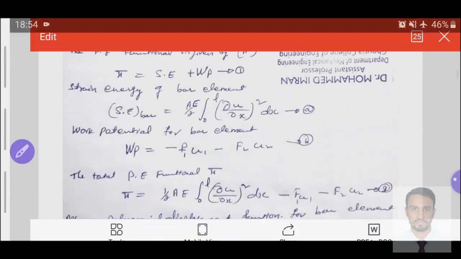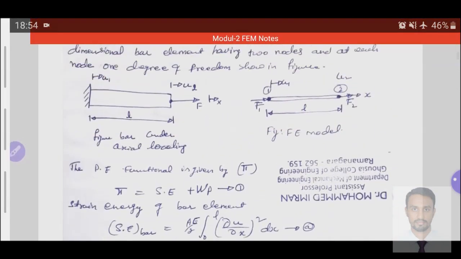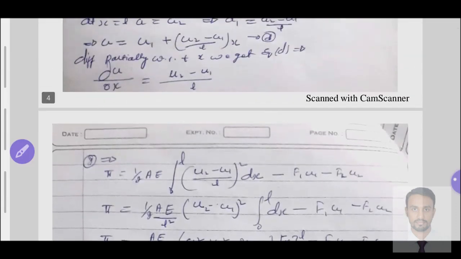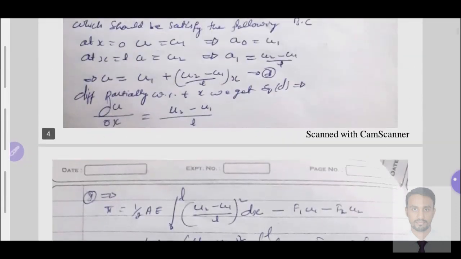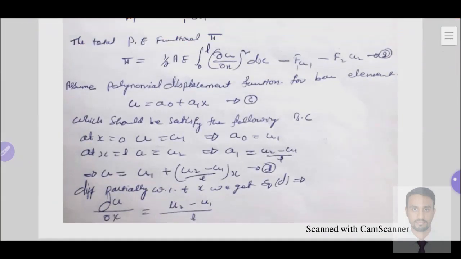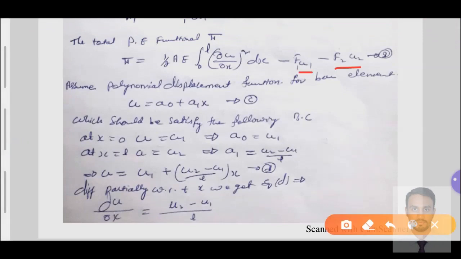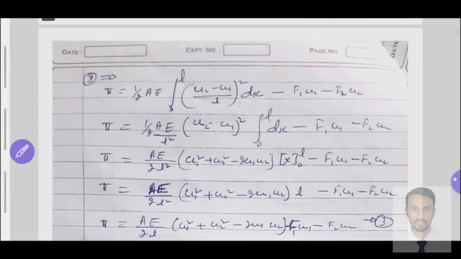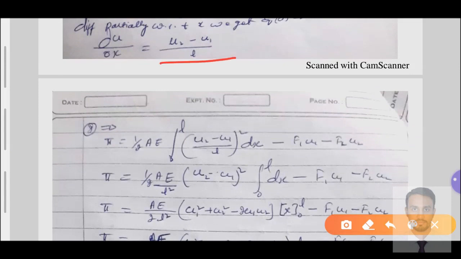Then what are the unknowns we need to see here? The unknowns first found remain, and all the values are in terms of u2 and u1. If I substitute this value in the potential energy functional, equation number 2, we get this equation in terms of u1 and u2. Here we have substituted the value of dou u by dou x whole square into dx.